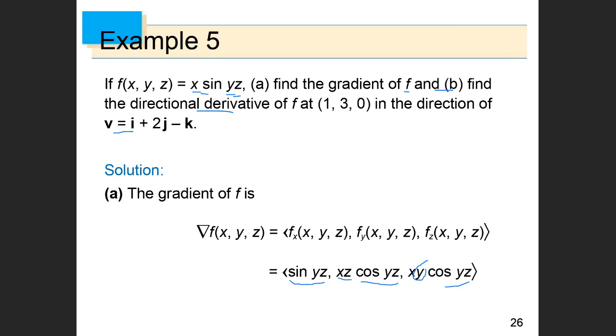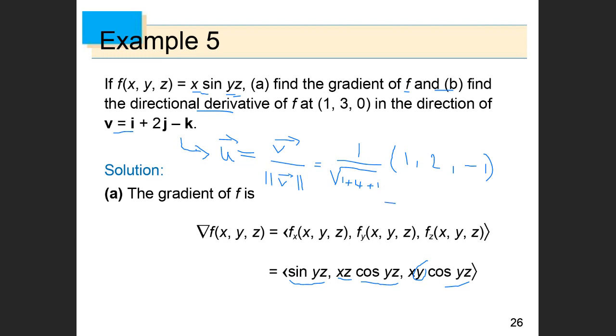Now you need to find the directional derivative. You need to find a unit vector from v. So we divide: you may write u as v divided by its norm. You divide by the square root of 1 squared plus 2 squared, which is 4, plus (-1) squared, so basically you multiply by 1 over root 6. So this is the vector: 1 over root 6 multiplied by (1, 2, -1).